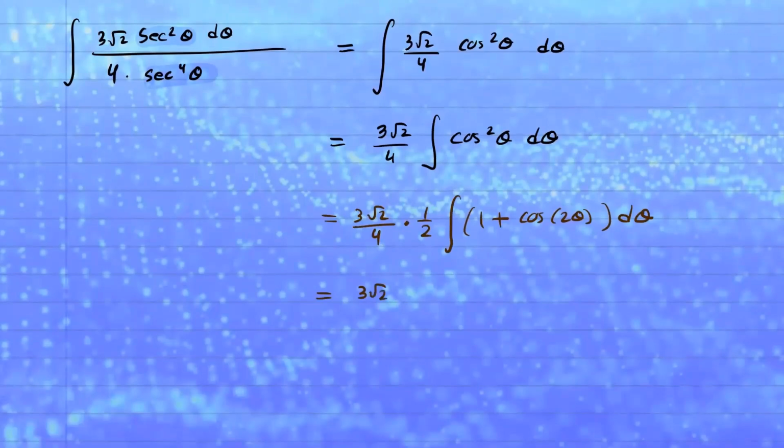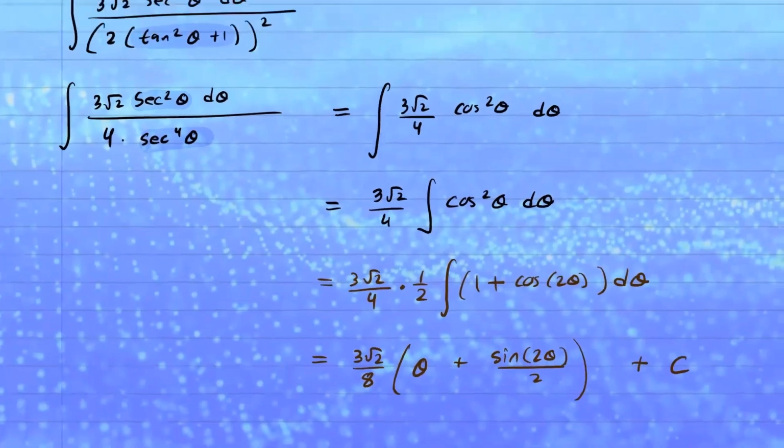So we get 3 square root of 2 over 8 times, now the integral of 1 with respect to theta, that will just be theta. And the integral of cosine is sine, so this will be sine 2 theta divided by 2. All right, now we're putting down our plus c. We're almost there. Now we need to rewrite our answer in terms of the original variable x.